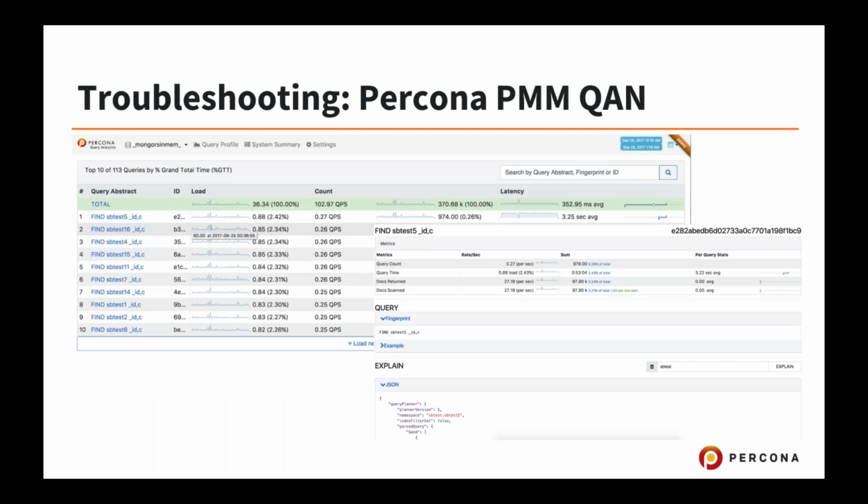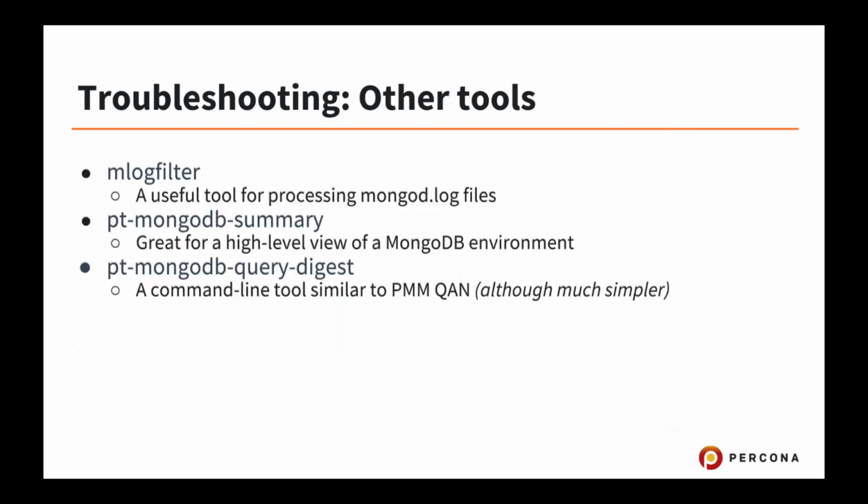This is just a screenshot of PMM on our demo system, and some find queries that it's finding on a system, arranged by latency and ratios of keys examined and documents scanned. So we're trying to show you the most inefficient queries first, basically, or provide that functionality.